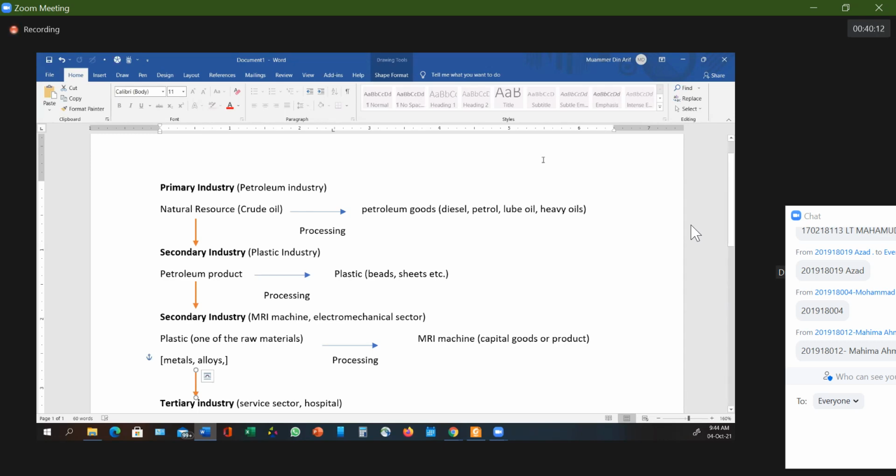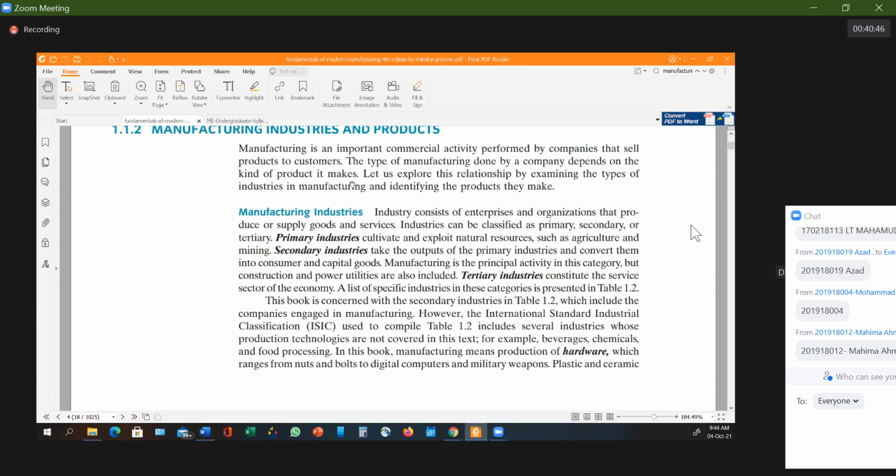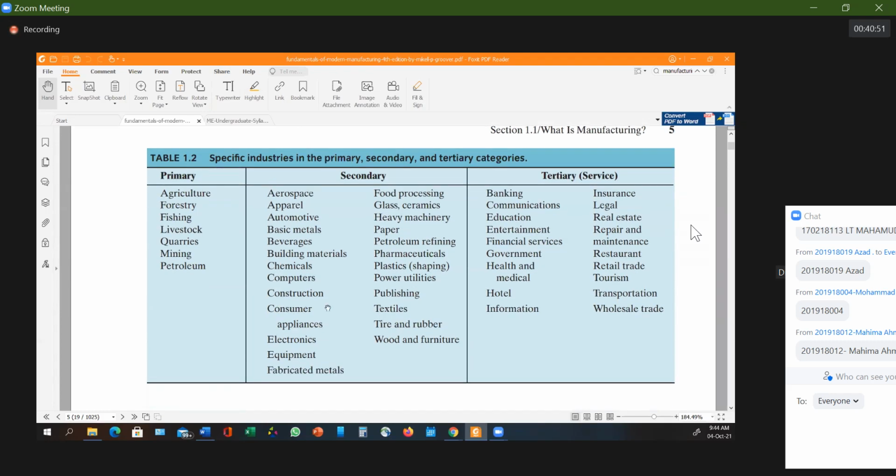So that is our discussion. Any question on this? Was this understood? I will share this then, the linkage between different industries. And this is from the book, chapter 1, section 1.1.2. So you can also read this part. The first part we have discussed is section 1.1.2. So you can see, and there are more examples here.